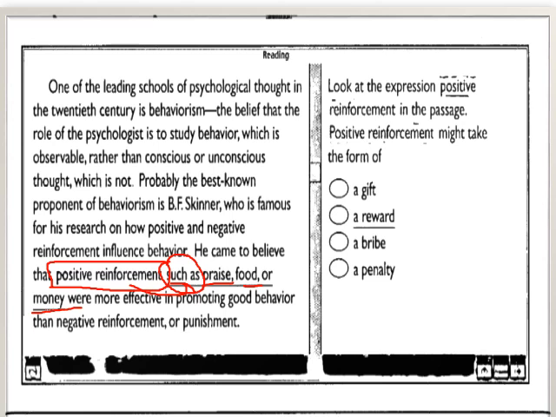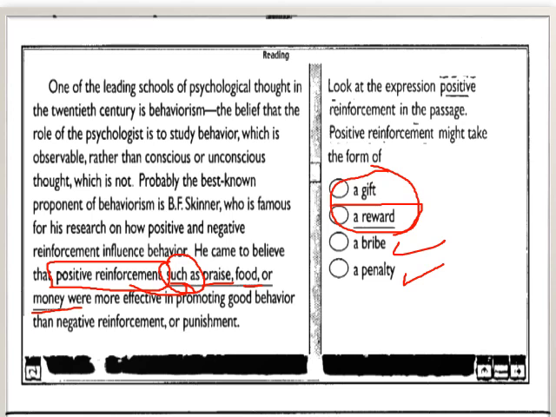So praise, food, and money are examples of good things. So bribe is no, because this is a negative thing. Penalty also is a negative thing. So we are left with a gift and a reward. Now gift and reward are two good things, but the answer here is reward. So positive reinforcement is a reward.